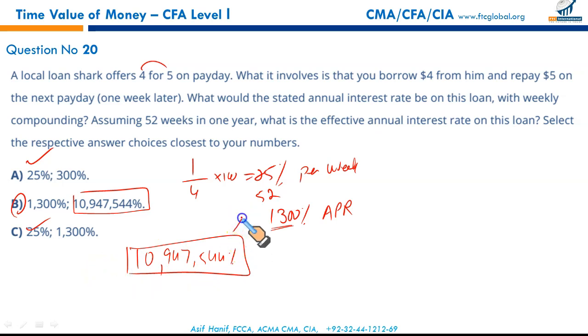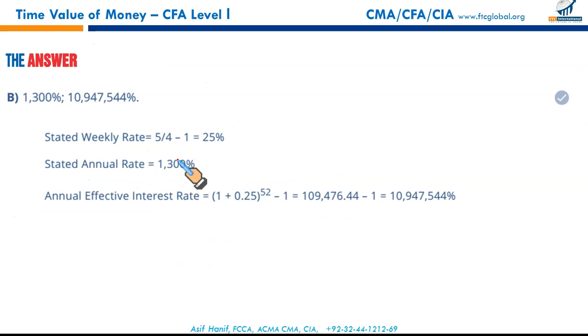It's an extremely high interest rate, which definitely required that person to be killed. This is too much. The effective annual rate is 10 million percent. So that makes B the correct option, and B it is.